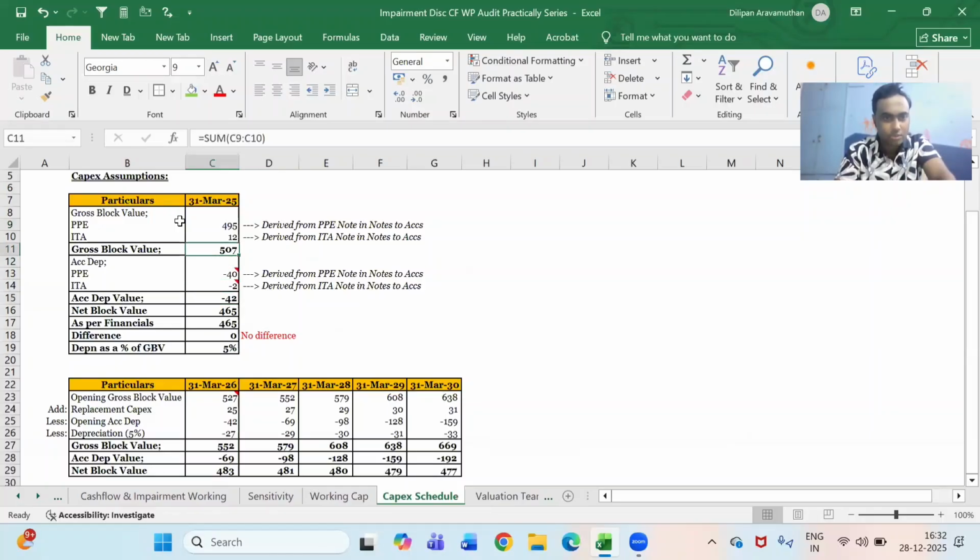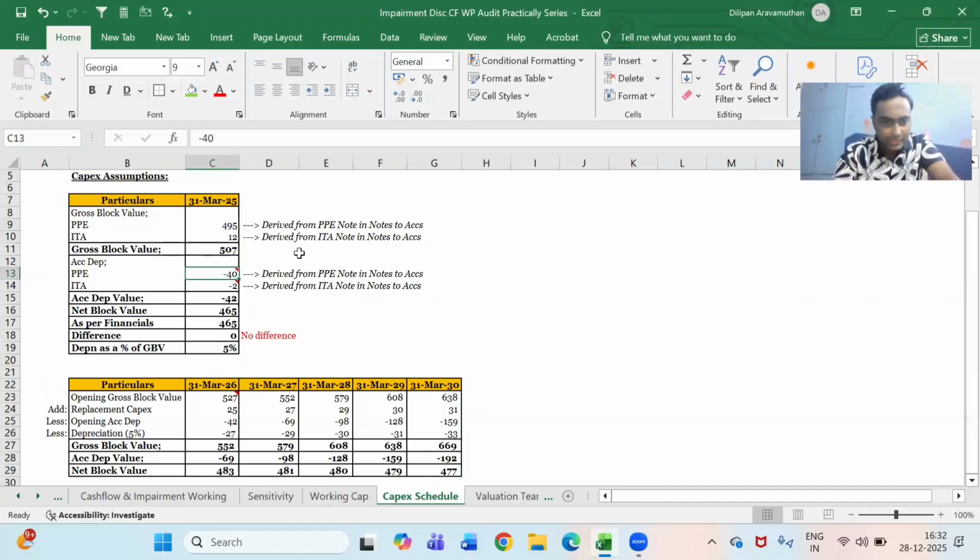Basically, we have taken the gross block from the notes. We don't have an actual FS here because this is hypothetical, so I've given hypothetical numbers for the gross block and the accumulated depreciation. Ideally, the number I'm deriving as net block should match with the financials, which is the sense check we have done here, guys. We've taken the gross block value of PPE and intangible assets, and we are tracing it to the notes to accounts. Then we're taking the accumulated depreciation of 40 in relation to PPE. In relation to intangible assets, it's 2 crores.